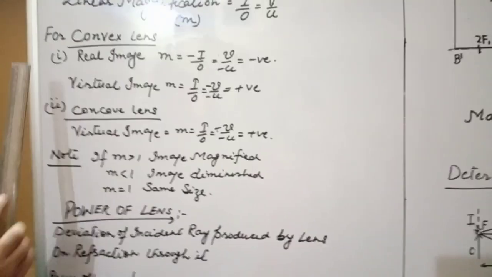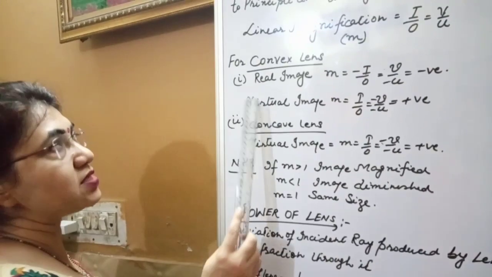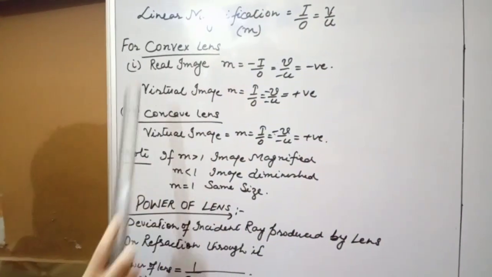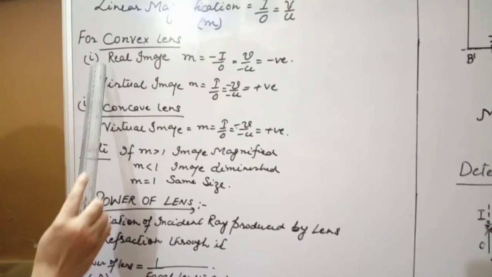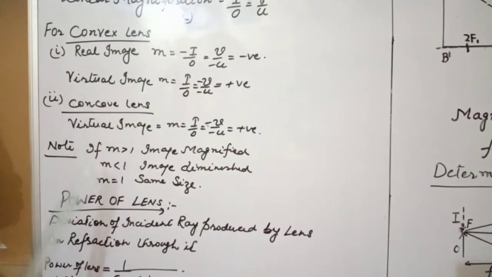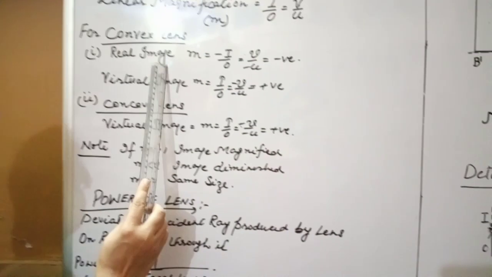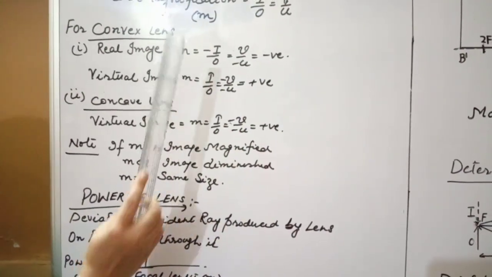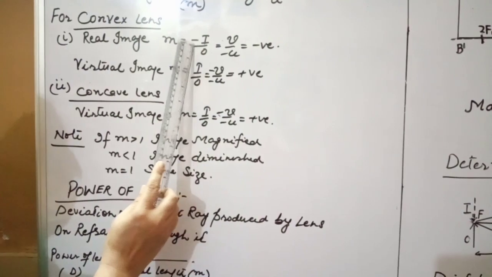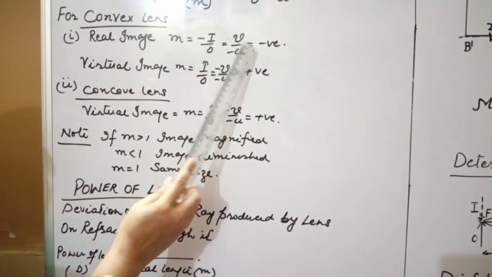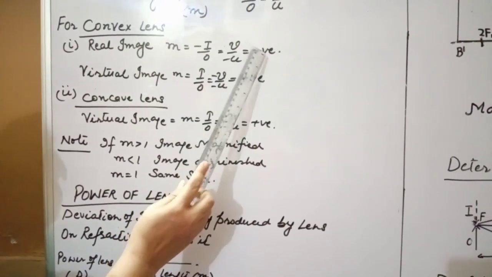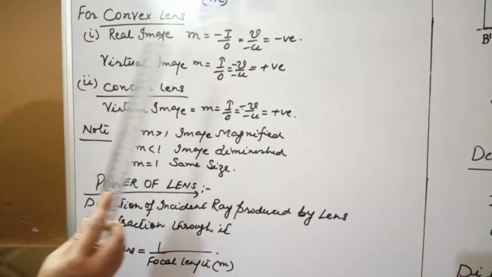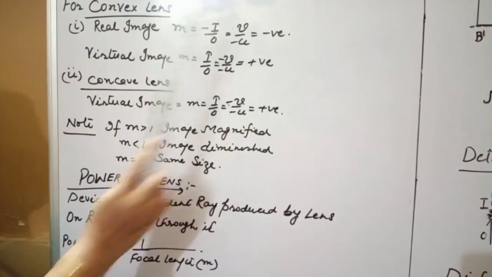Next, we will study for the different types of lens. There are two types of lens, convex lens and concave lens. So we will study the linear magnification regarding the convex lens. Further, a convex lens makes both real images as well as virtual images. So for a real image, magnification is negative. Why? See here, in a real image, I will be negative, O will be positive, net answer negative, and V is positive, U is negative, so net answer is again negative. In short, for a real image magnification is negative.